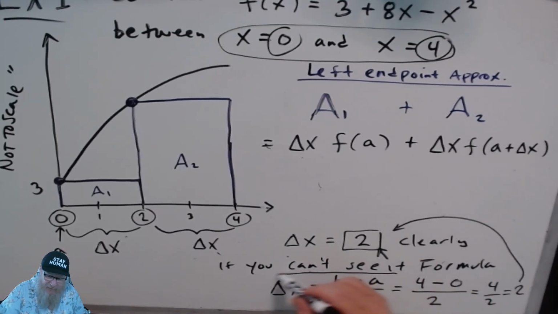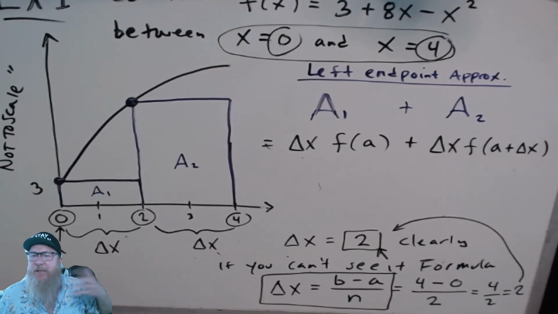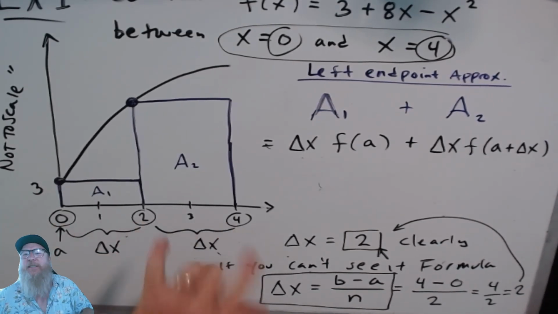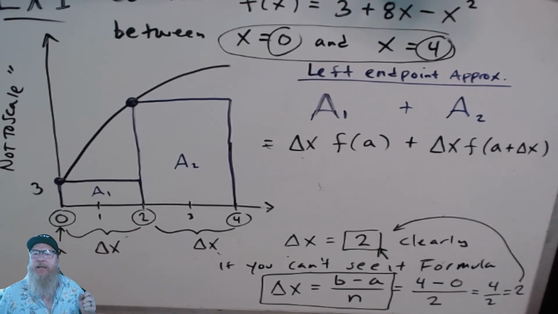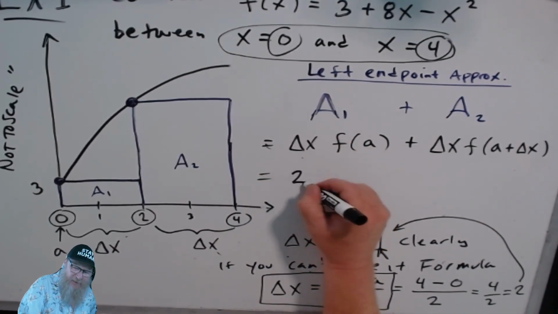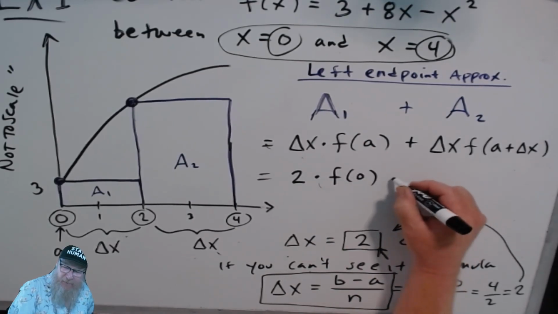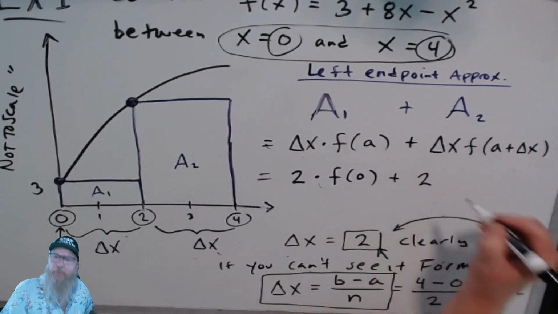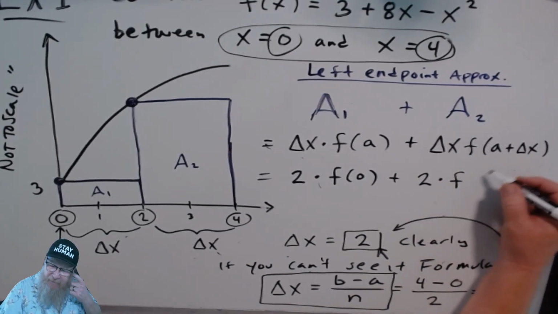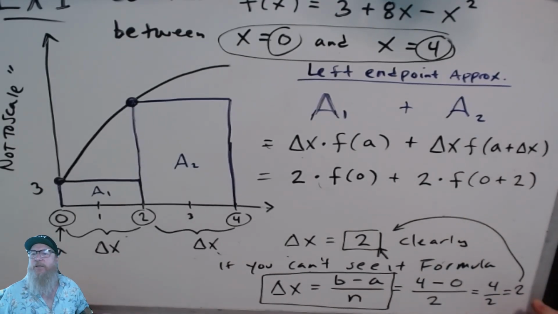I'm going to keep this formula around because we will need it in many of the examples after example 1, where you can't just see how wide each rectangle is like you can in this example. So you do have to have the formula as a backup. All right, so let's continue our calculation. Delta x is 2 times f of a, so that's f of 0, plus delta x again, which is 2, times f of 0 plus delta x, which is 0 plus 2.